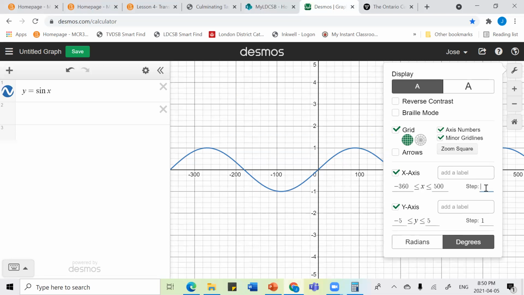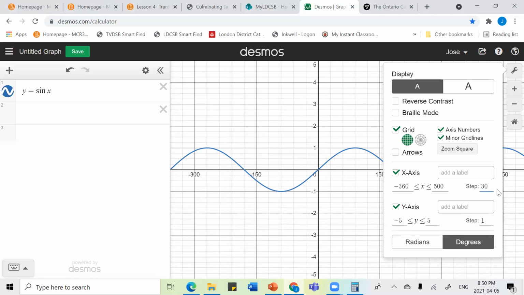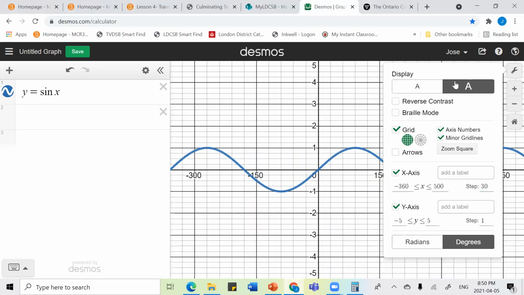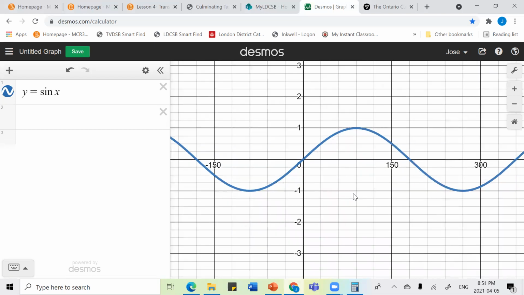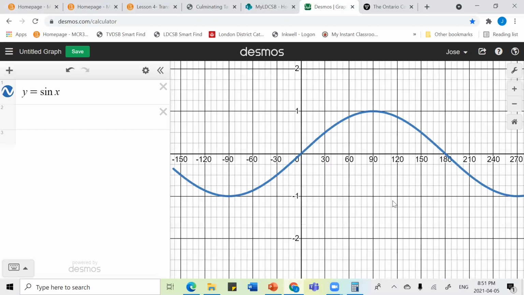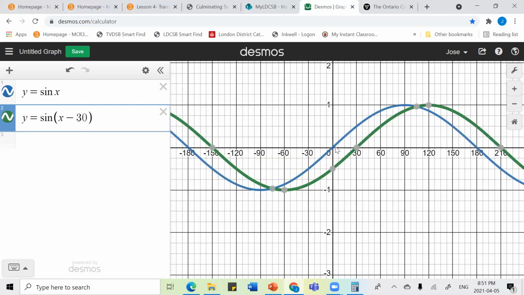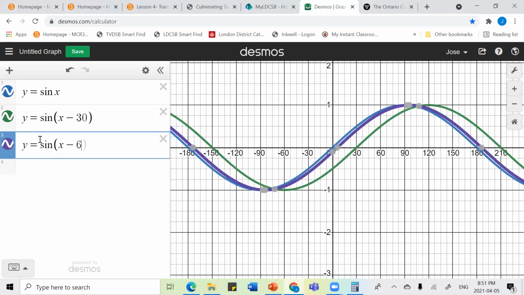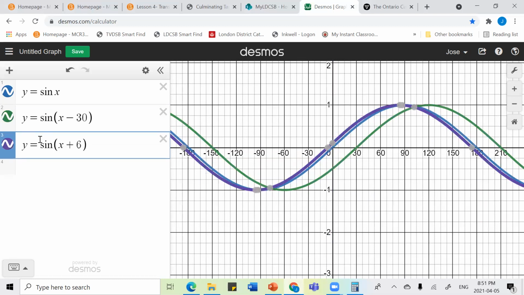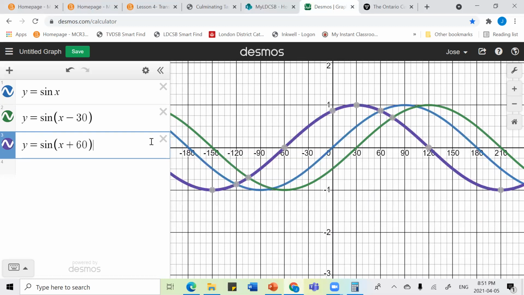And over here, for the degrees, I personally like to go by 30. I feel like it's easier to see there. And you can also change it so you can see it more clearly. If I zoom in, this is an easier graph to read compared to what I had before. So if I compare this graph with sine of x minus 30, we can see here that it's just been shifted 30 degrees to the right. And then if I have sine of x plus 60, there you go. It's just been shifted 60 degrees to the left.